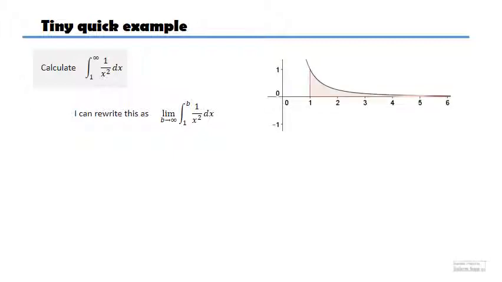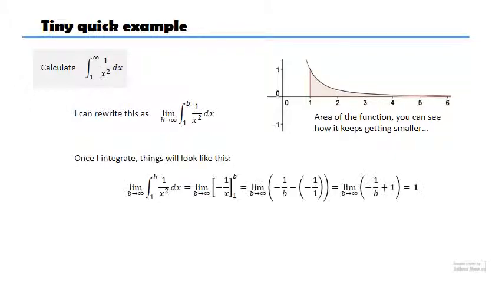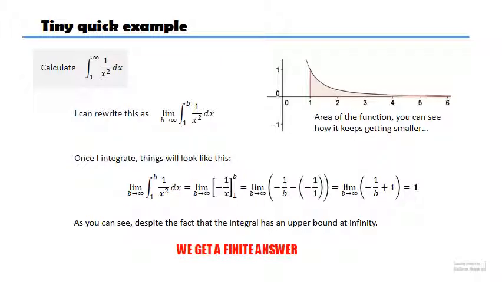Great. Here, by the way, is the function. You can see it keeps getting smaller and smaller as x gets bigger, right? Well, let's just do the integration, and I end up with this thing here, and I solve the limit, and of course, as b goes to infinity, this part here becomes 0, so I end up with minus minus 1, which is 1, and that's my limit. So after I've solved the integration and the limit, the answer is 1. Hence, the area from 1 to infinity is not infinity, it's just 1. We get a finite answer. That area is finite.